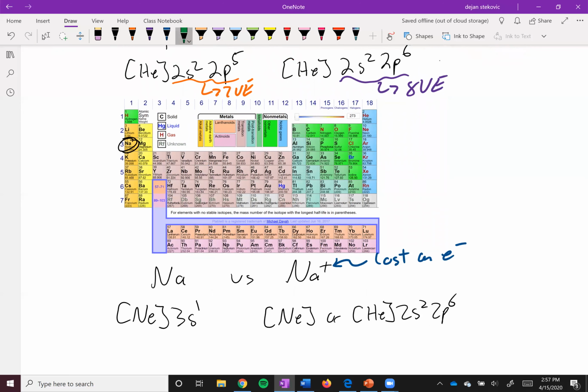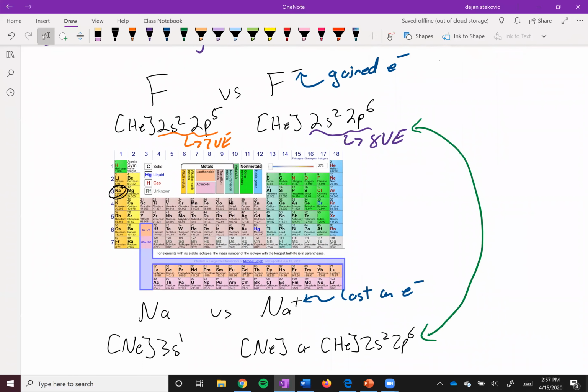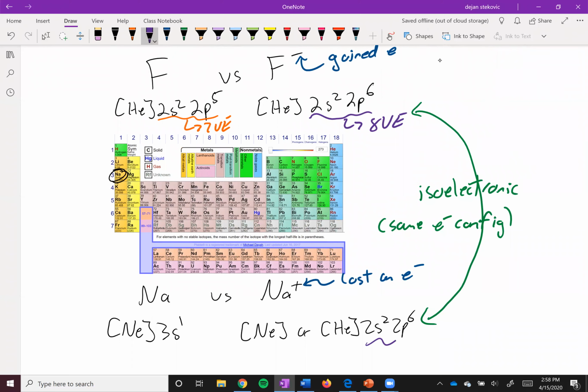So two important things to note. F minus and Na+ have the exact same electron configuration, right? They're both helium 2s2, 2p6. This is what's known as isoelectronic, so they have the same electron configuration. That'll get more important in an upcoming lecture. And again, we can see this also has 8 valence electrons.